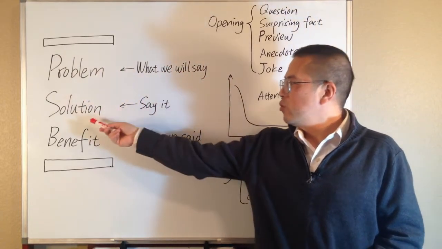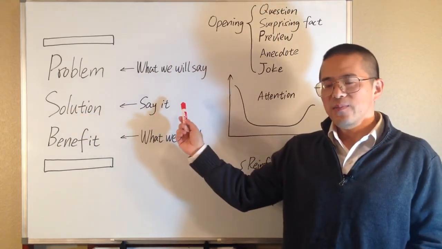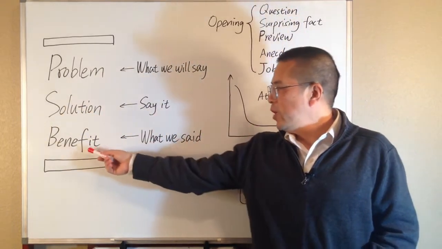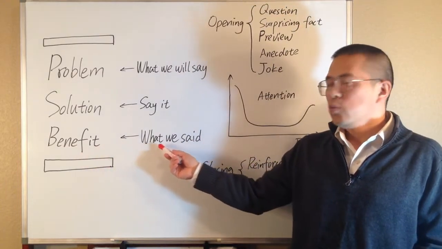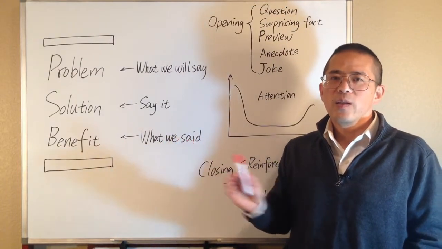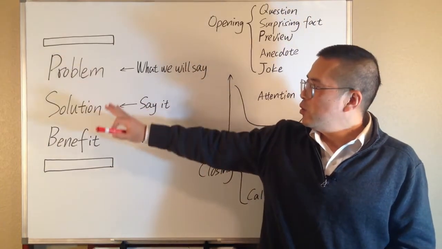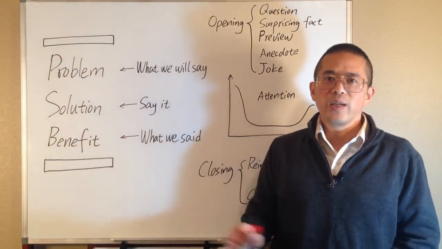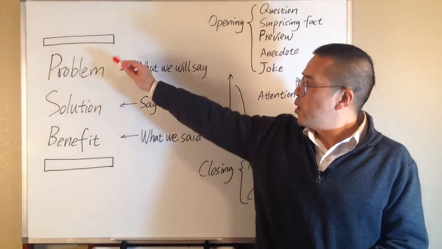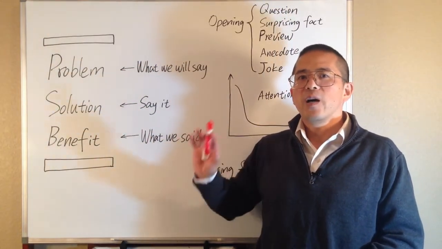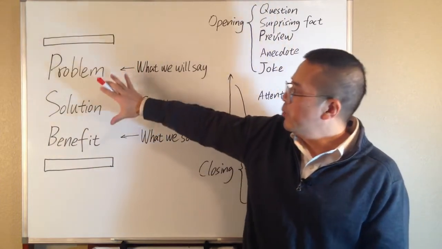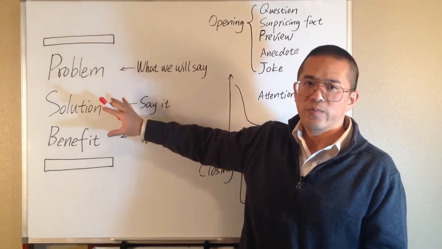When we are at the solution part, we actually say it. When we are at the benefit part, we may again summarize what we have already said. In this way, these 3 parts are also better connected. So, problem, solution, and benefit are the 3 parts that make a whole body of a complete research presentation.